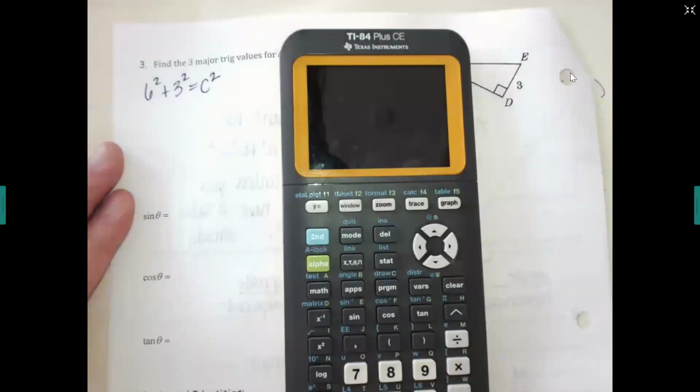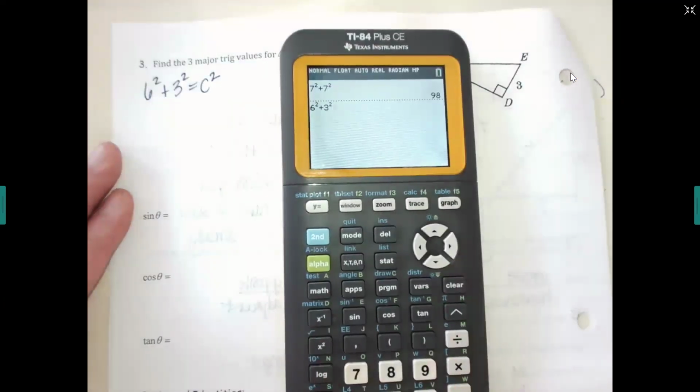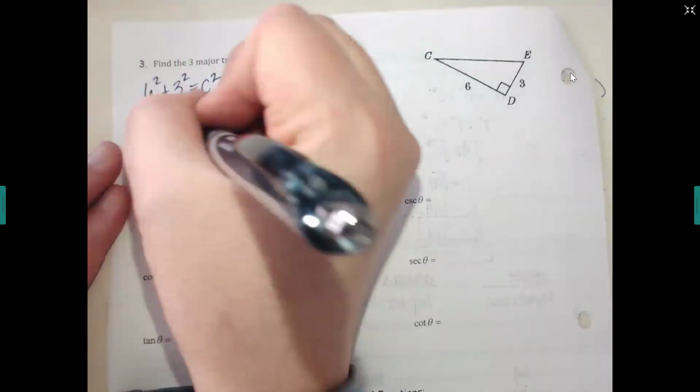Can someone tell me what their equation says just to make sure it's right? 6 squared plus 3 squared equals c squared. Okay, then remember you've got a calculator. So 6 squared plus 3 squared is going to give me 45. And then from there, we're going to have to take the square root.